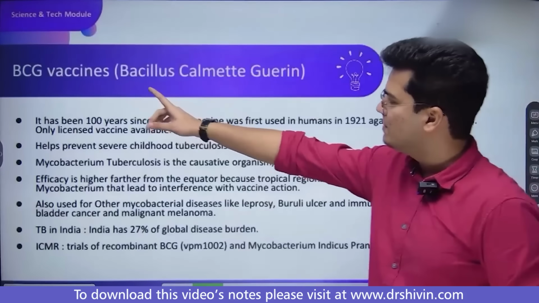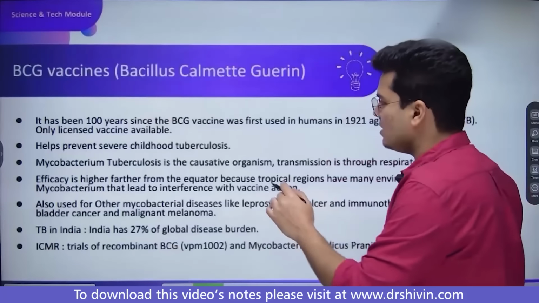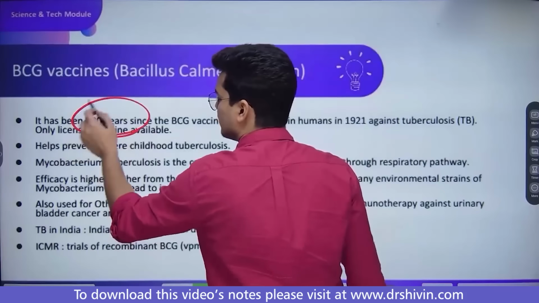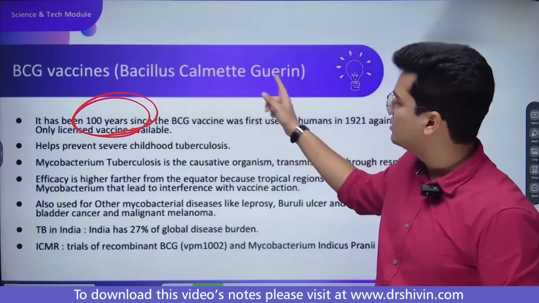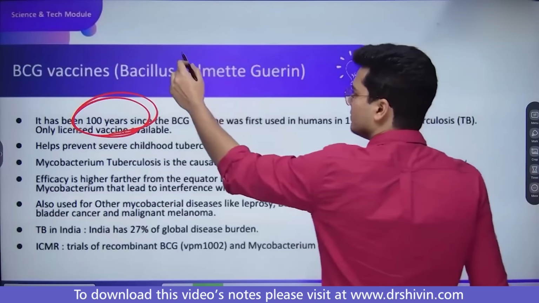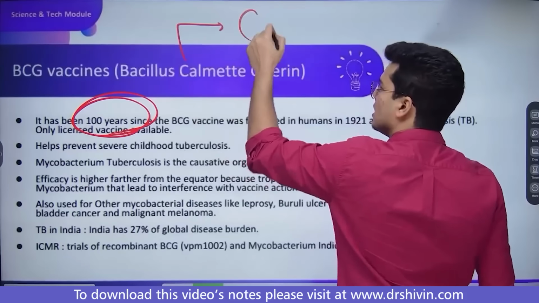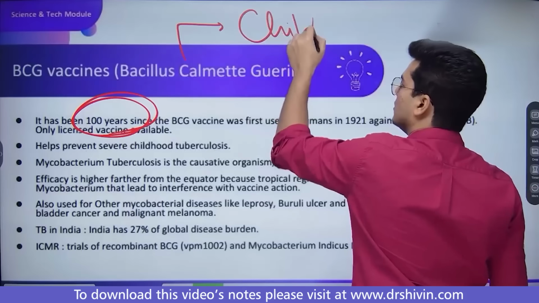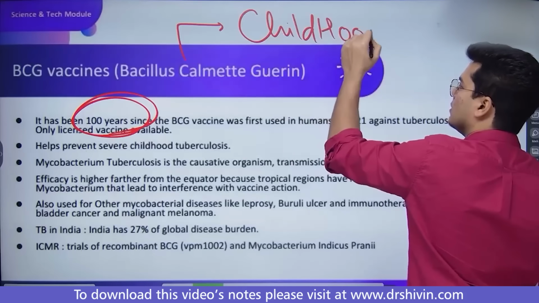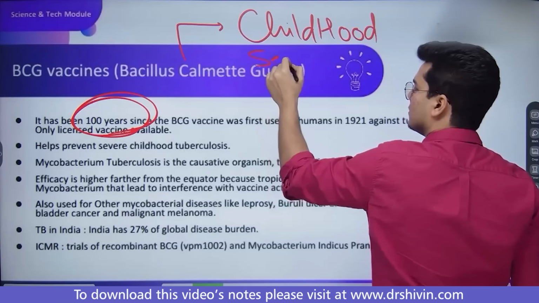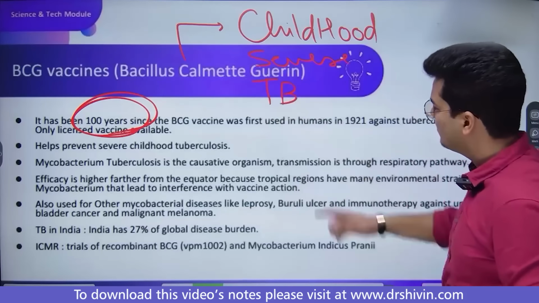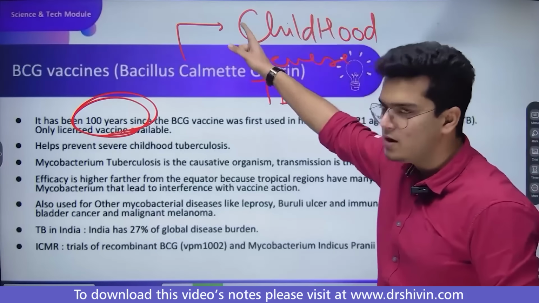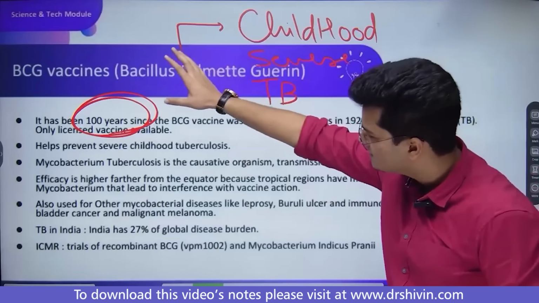Now we are seeing BCG. Why is BCG in the news? Because 100 years have passed since this vaccine was made. BCG is Bacillus Calmette-Guérin. The BCG vaccine is to protect against severe TB. The BCG vaccine protects against severe tuberculosis in childhood.